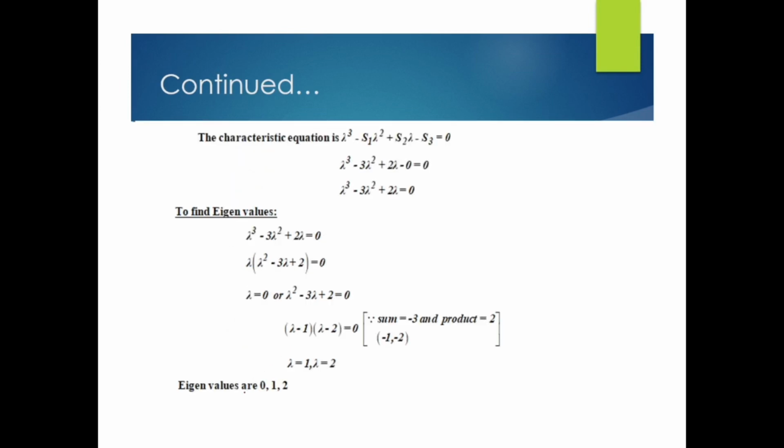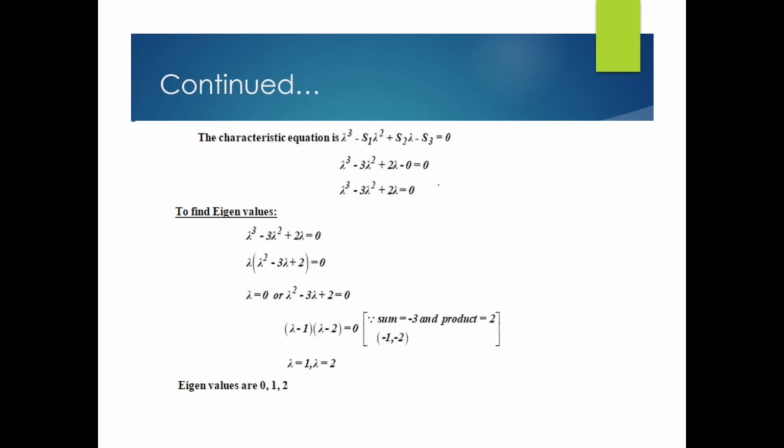Now the characteristic equation is, as we discussed earlier, lambda cube minus S1 lambda squared plus S2 lambda minus S3 equal to 0. So when I substitute S1, S2, S3 values, I get lambda cube minus 3 lambda squared plus 2 lambda minus 0 equal to 0. So I get lambda cube minus 3 lambda squared plus 2 lambda equal to 0. So this is the procedure we follow to find the characteristic equation.